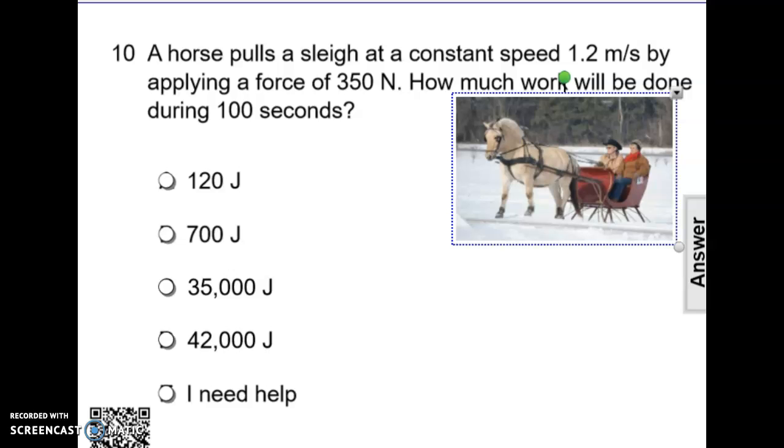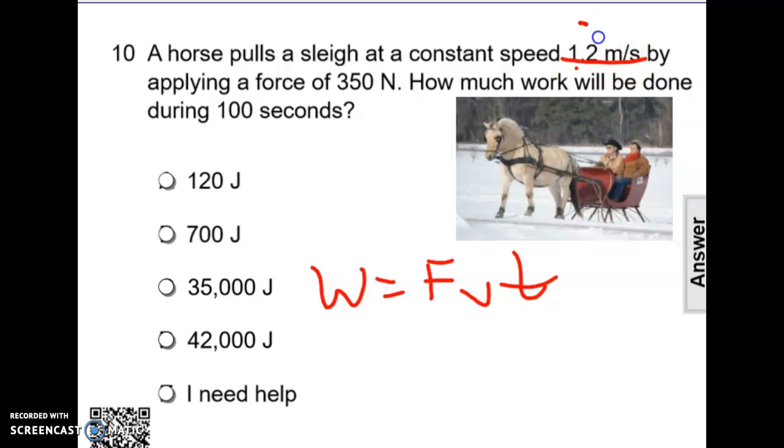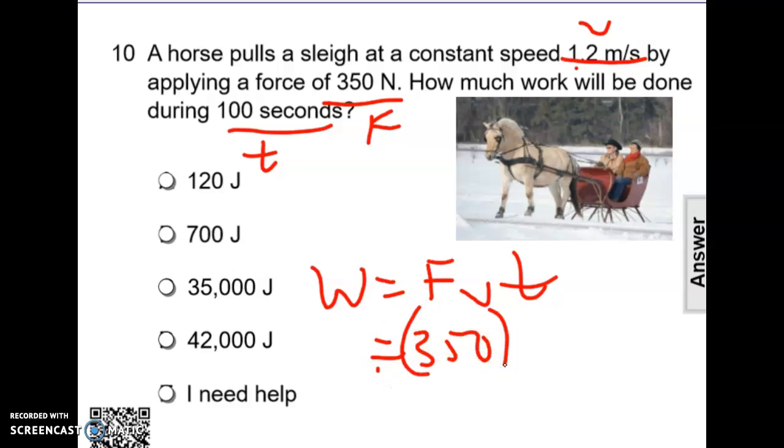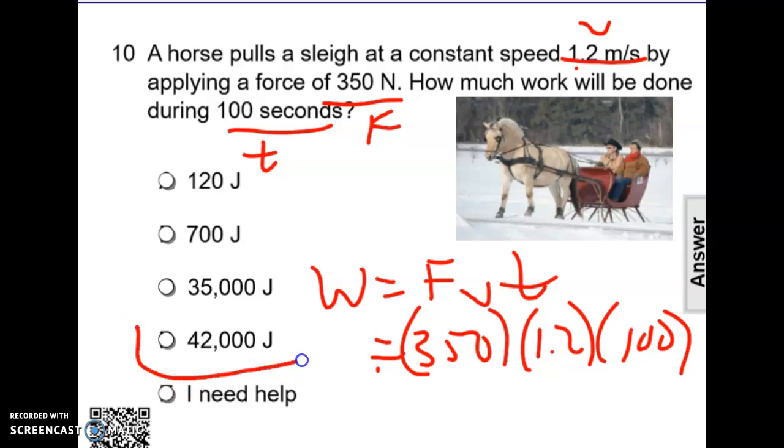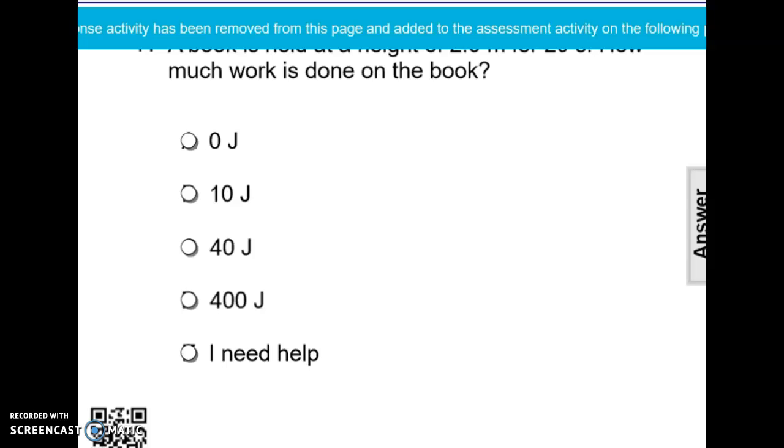Once again, in this example, I'm going to be doing work is equal to FVT because they're giving me a V, an F, and a T. So it's going to be equal to 350 multiplied by V, which is 1.2, which is multiplied by the time, which is 100. If I get out my trusty calculator here, 350 times 1.2 times 100 is equal to 42,000. Okay, 42,000 joules because we're solving for energy. Let's keep on going here.